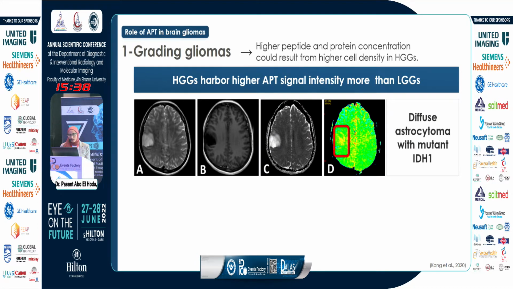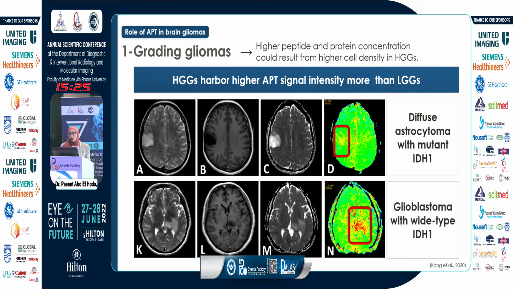As we can see here, there is a case of diffuse astrocytoma, IDH mutant, showing a lesion which is high signal intensity on T2, low on T1 with facilitated diffusion, and more or less low signal intensity on APT, especially if we're comparing it to this glioblastoma lesion, which is wild type. Of course, according to the WHO 2021 classification, each GBM should be wild type. There's no mutant type for it, showing increased signal intensity on the APT images.